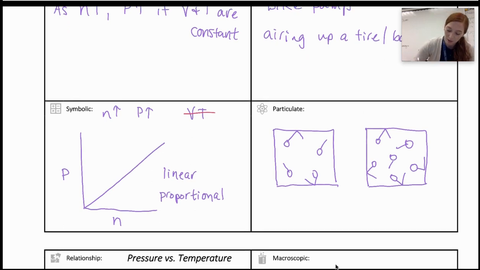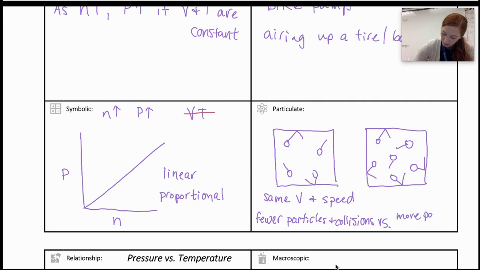Okay, so let's keep track again here. Same volume and speed. Fewer particles and collisions versus more particles.